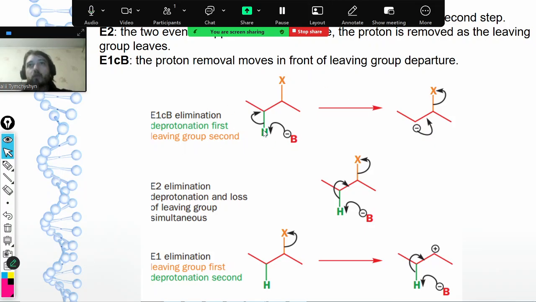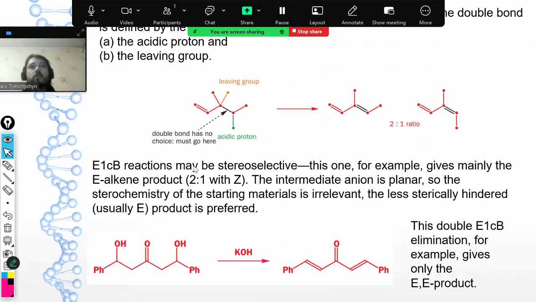So abstracting a proton, getting a carbanion, and then the leaving group leaves, that is E1CB. The E2 elimination, removal of the proton and leaving of the leaving group in one step. And E1 elimination, first the leaving group goes away, you get a carbocation, then you remove the proton.